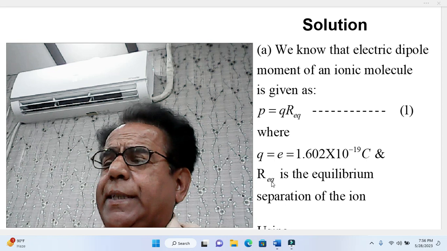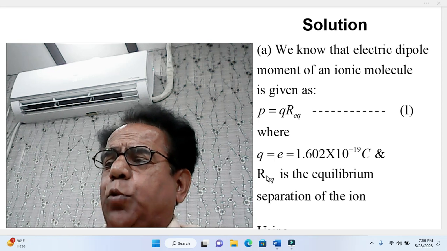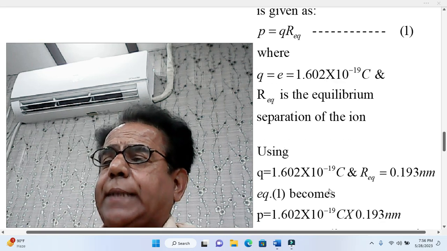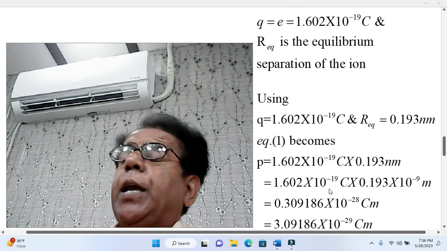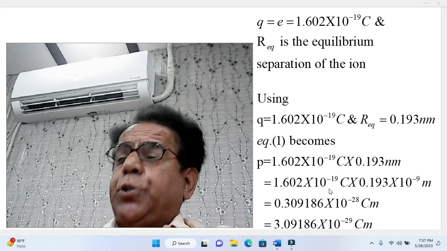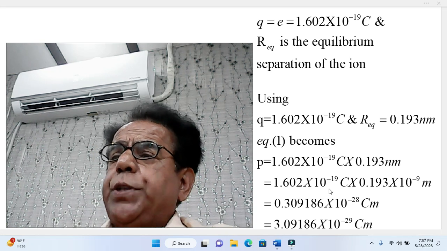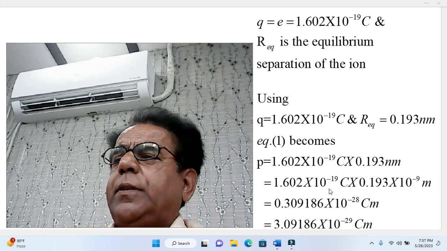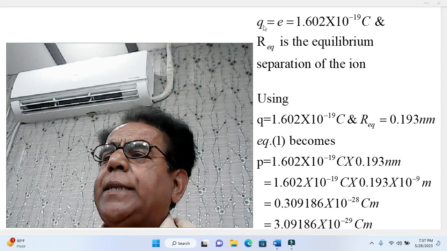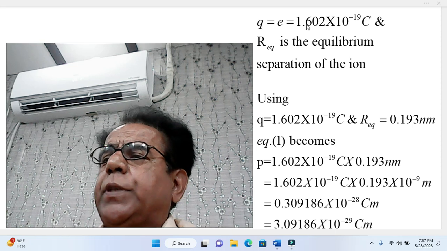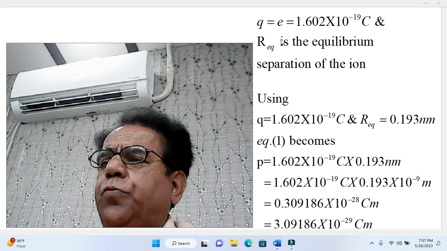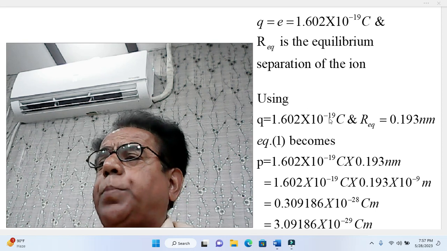And R_eq, where eq is written as a subscript of R, is the equilibrium separation of the ion. Okay, next. Now we are going to put values in equation number 1, using Q equal to 1.6 here. Here we assume that Q is directly given equal to this and e is not used. So from here Q is equal to 1.602 into 10 to the power minus 19 coulomb.